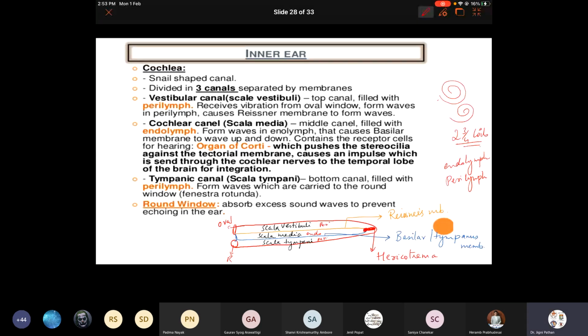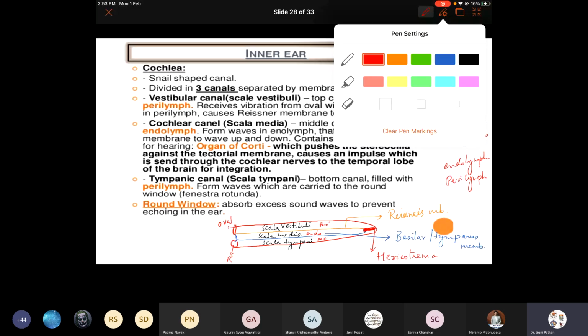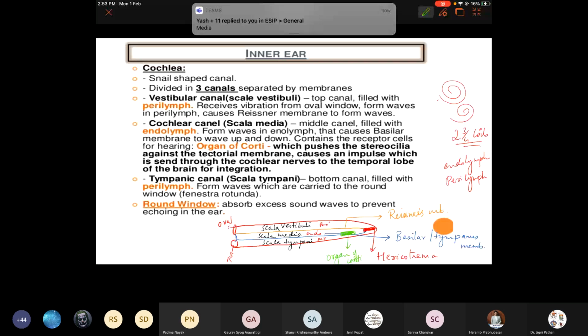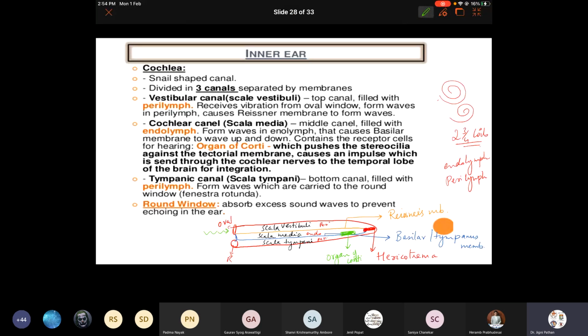Now, there is an organ called the organ of Corti. Where is this organ of Corti resting? It is resting on the basilar membrane, and it is present in the scala media. Whenever vibration comes from the oval window, the perilymph gets disturbed first. After the perilymph gets disturbed, the basilar membrane gets disturbed, and the organ of Corti also gets disturbed because it is resting on the basilar membrane.